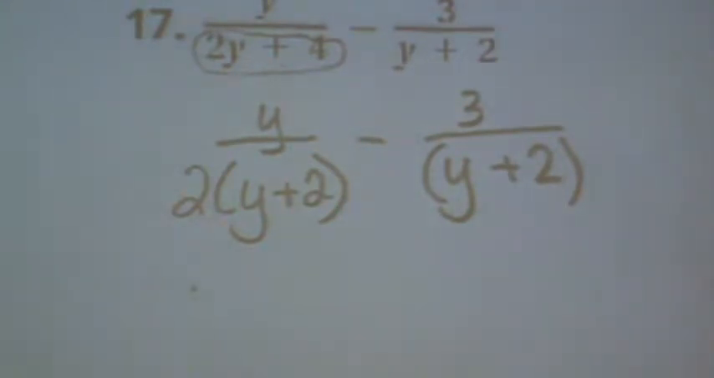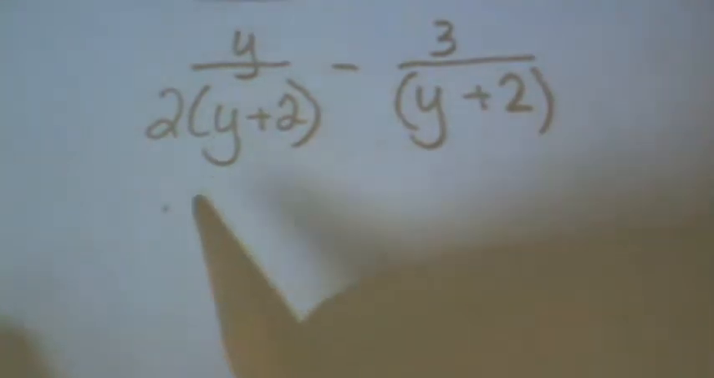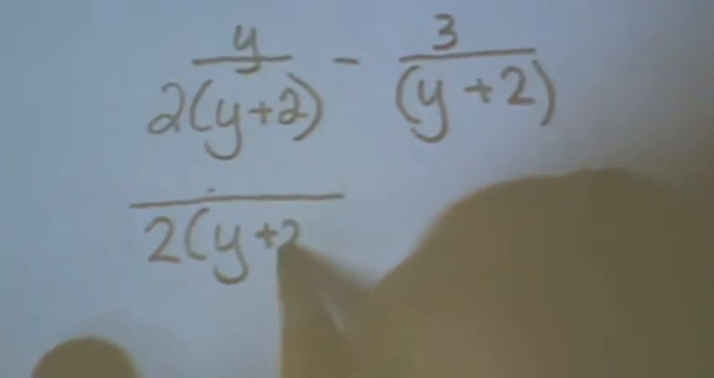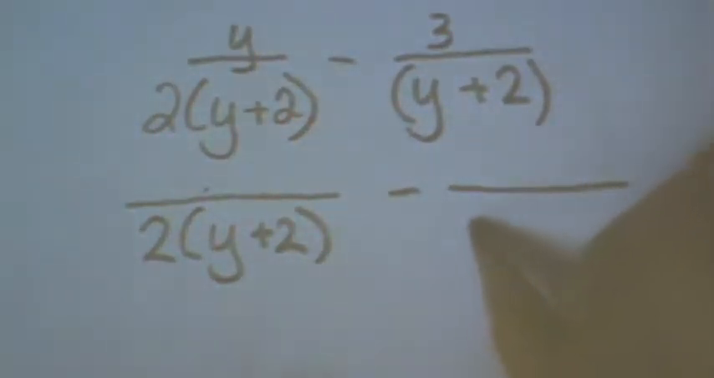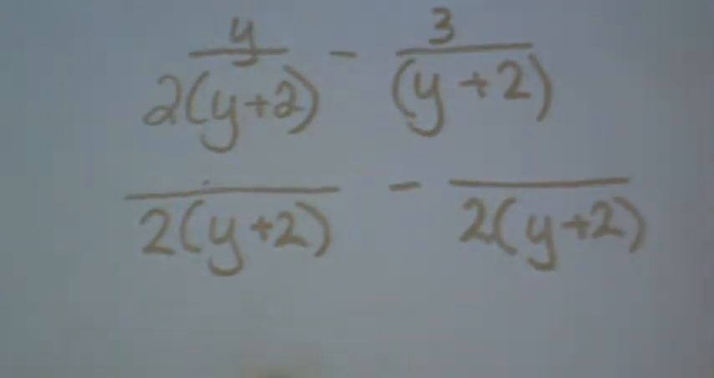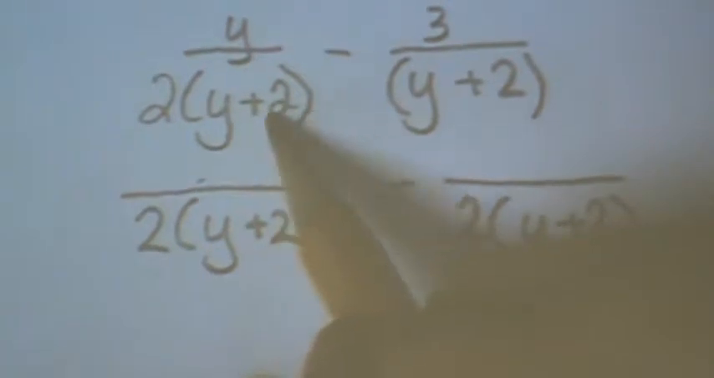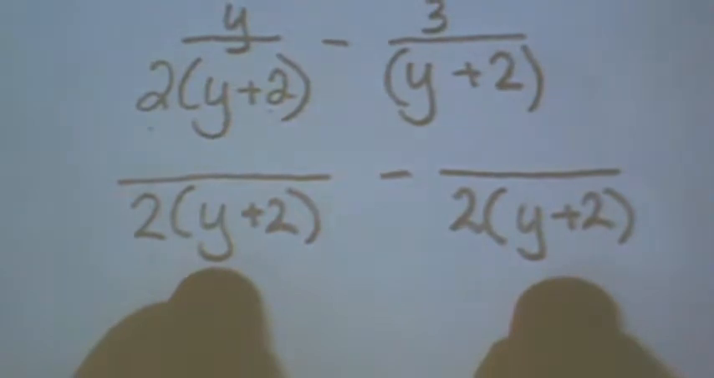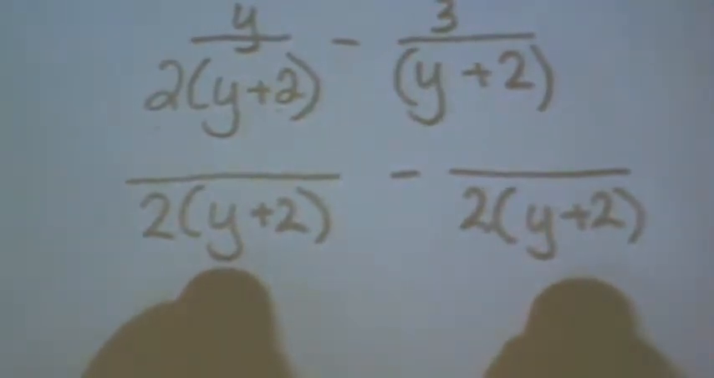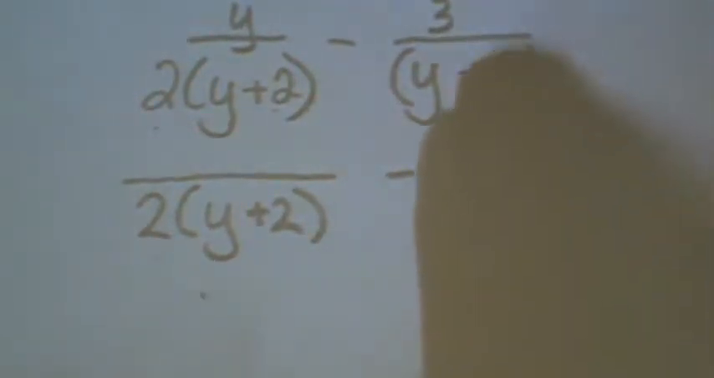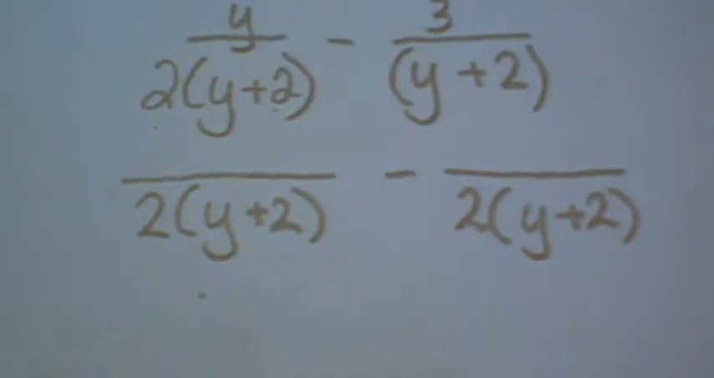Does anyone think they know what they want to get both of these equal to? Times the other side by 2. Yes, but what is it? You just told me what to do, but what is it? What's the common denominator? It's 2 times y plus 2. You need both of these. So, Kaylin told us what to do. She said multiply the second fraction by what? 2. So can you do that for me right now?